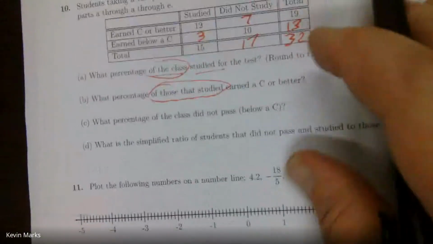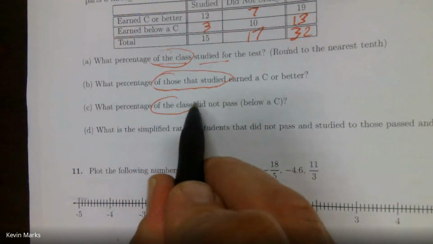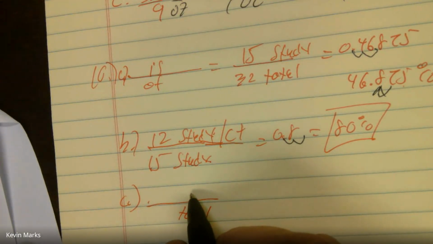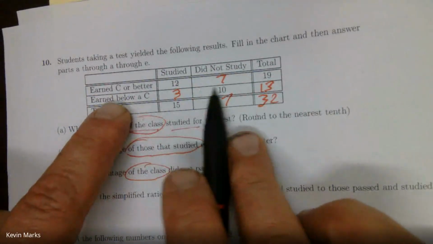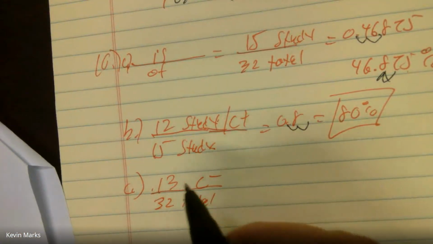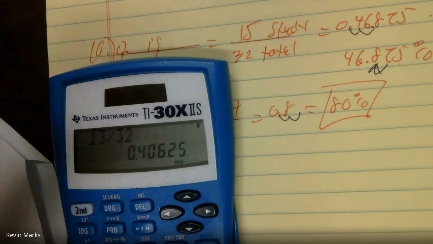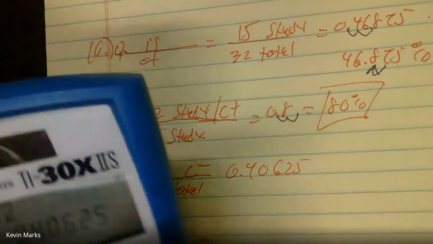All right. And what about C here? What percentage of the class did not pass? But again, of the class, oh, that's everybody, did not pass, right? So you're looking at the total here at the bottom, and you basically want below C. The total group here again is 32. Of those 32, the ones who did not pass, basically earned below a C, would have been 13. So 13 divided by 32, there's your 0.040625.